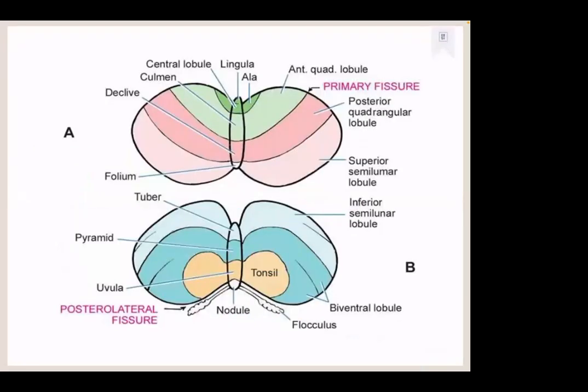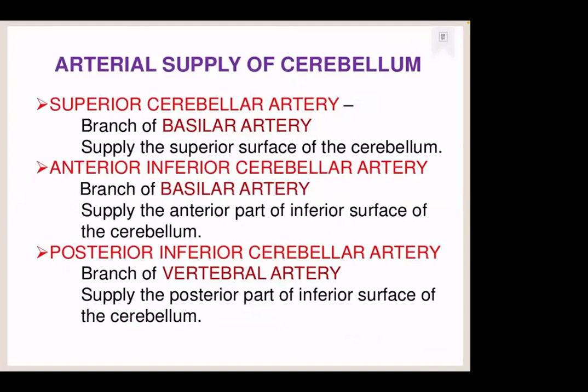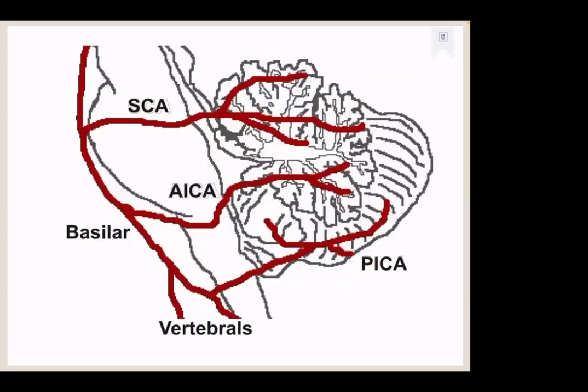This is the same from the anterior and the posterior view. Arterial supply to the cerebellum: the superior cerebellar artery is the branch of the basilar artery supplying the superior surface of the cerebellum. And the inferior cerebellar artery, which is the anterior and posterior. Anterior, which is also a branch of the basilar artery, supplies the anterior part of the inferior surface of the cerebellum, while the posterior inferior, which is the branch of the vertebral artery, supplies the posterior part of the inferior surface of the cerebellum, as it's showing in this diagram.